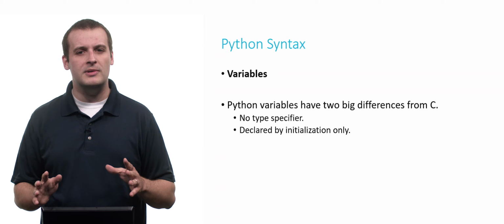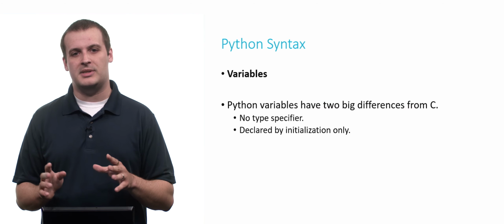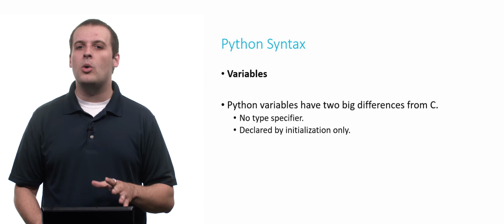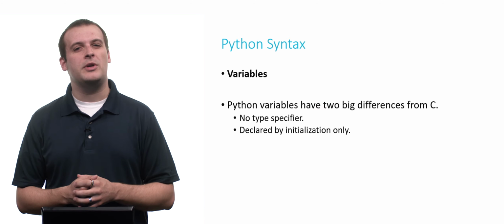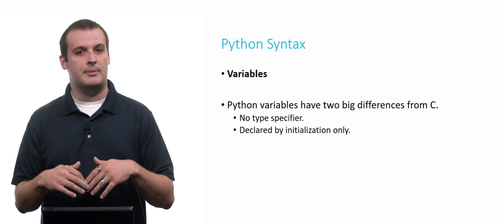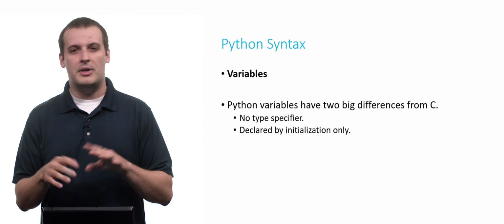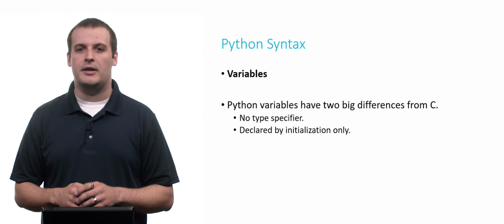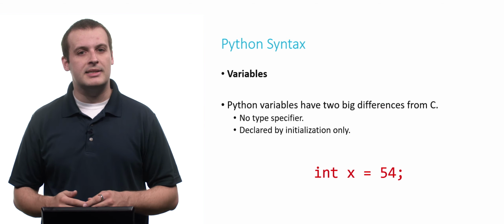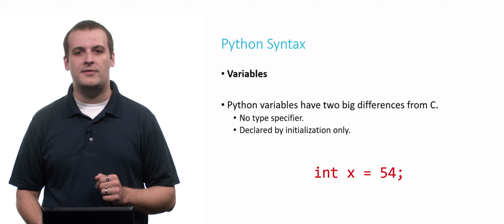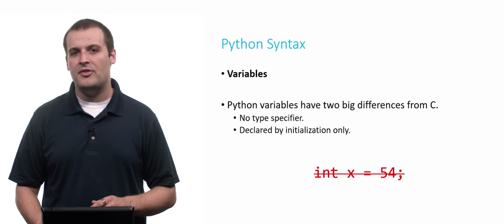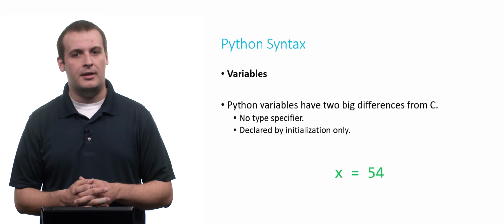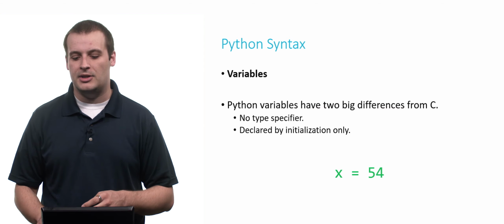So variables have 2 big differences from C. We don't have to specify a type anymore, so that's pretty cool. And we can declare them only by initialization. So you may recall in C that we could declare a variable by saying, for example, int x semicolon, but not actually assign a value to it, not initialize it. In Python, we can only declare variables by initializing them. So where in C we might say something like this, int x equals 54 semicolon. In Python, we just say x equals 54. And that creates a new variable for us in Python called x, and assigns it the value 54.